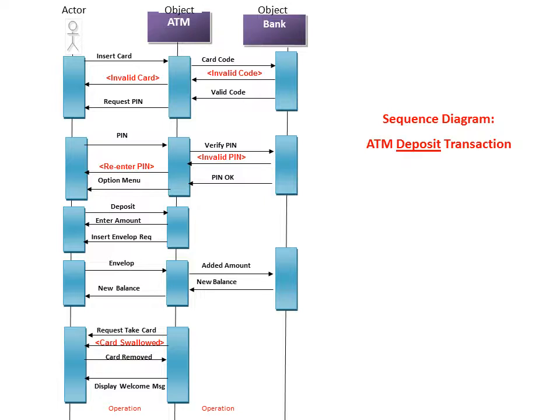Then the ATM requests the actor to take the card. If the actor or the customer didn't take the card, it's going to be swallowed. If the actor took the card, it's going to be removed, and finally the welcome message is displayed. Here you can see the order.